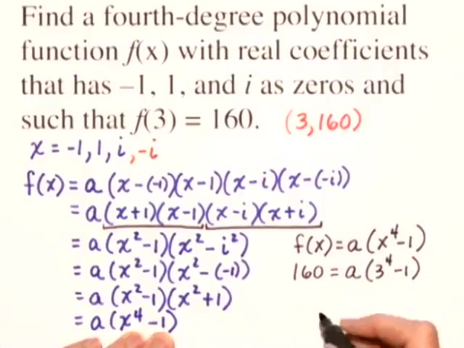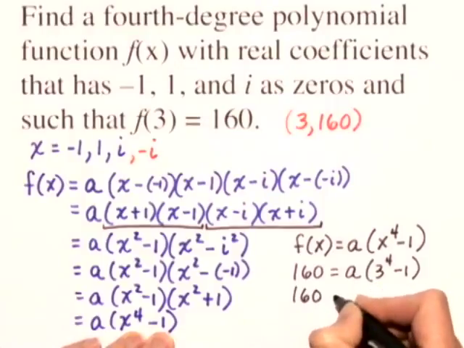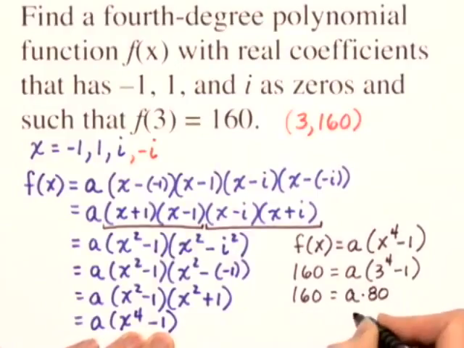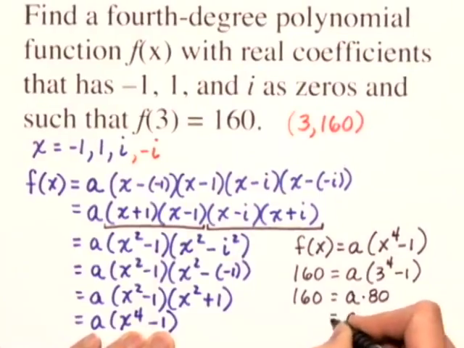Now I can solve for a. I get 160 equals a times, well, we have 3 to the fourth, which is just 81, minus 1, which is just 80. If I divide both sides by 80, I get that a is equal to 2.